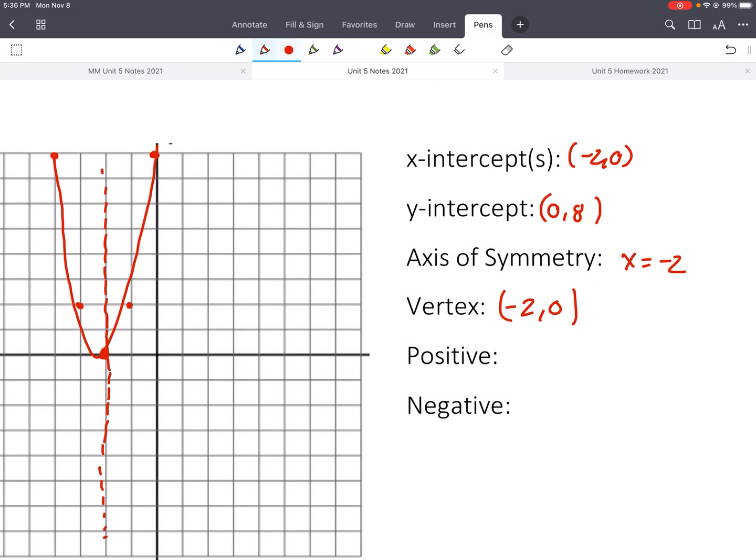Positive and negative. So this one's a little tricky. Where do we have positive values? Well, you might be tempted to say from -infinity to infinity, but there's one point that's not positive. It's the vertex. The height here is 0, so it's not positive or negative. So it would be positive from -infinity to -2, and it would stop, and then it would start again right after -2. Okay, and here we would have no negative values.